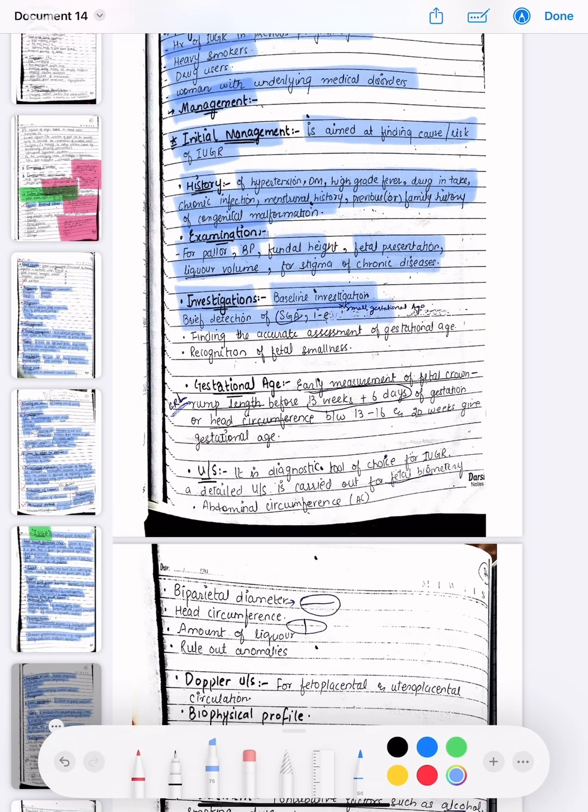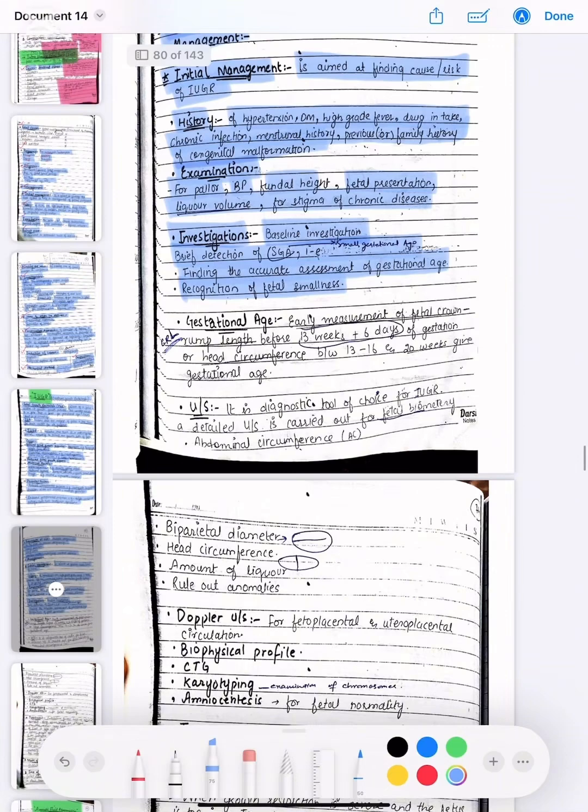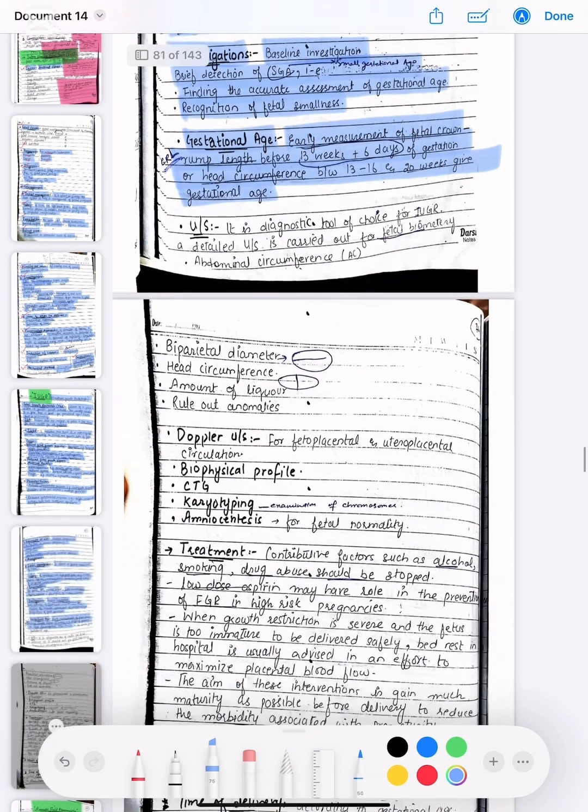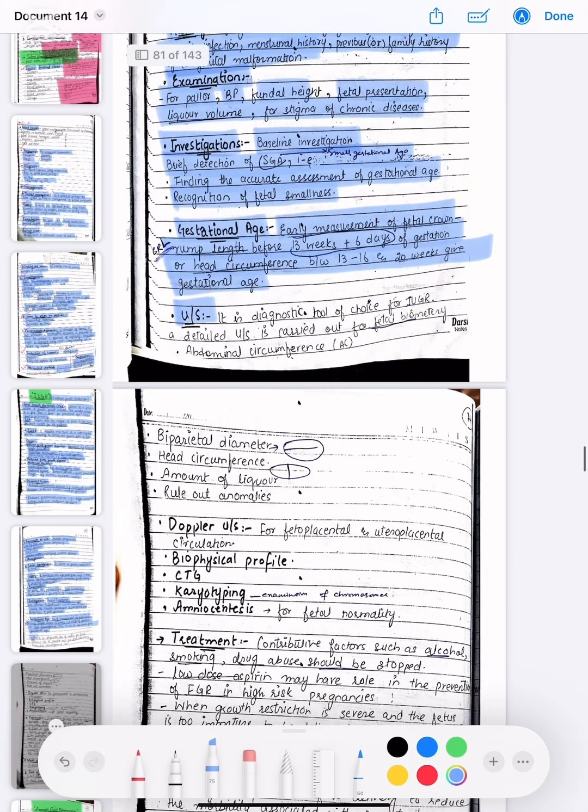Then investigations are done, which are baseline investigations and detection of small for gestational age, that is, finding the accurate assessment of the gestational age and recognition of fetal smallness. Gestational age is assessed by early measurement of the fetal crown rump length before 13 weeks plus 6 days of gestation, or head circumference between 13 to 16 and 20 weeks of gestational age. Ultrasound is the diagnostic tool of choice for intrauterine growth restriction.